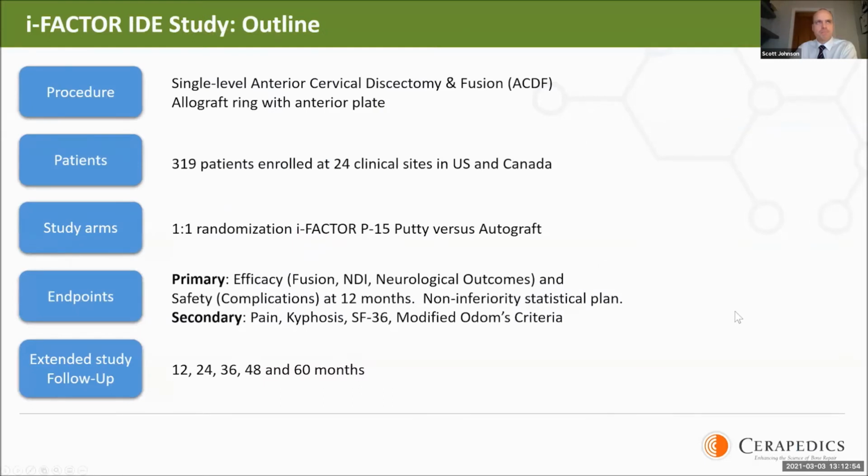So our main pivotal study was an IDE study conducted in the US and Canada involving 319 patients recruited across 24 clinical sites. It was a one-to-one randomization of iFactor against autograft in single level ACDF. Primary outcomes for efficacy were fusion, NDI, and neurological outcomes. And in terms of safety, we evaluated the number of complications. Evaluations were at 12 months, 24, and then up to 60 months. Some of the longer term outcome measures will be in publication in the coming months.